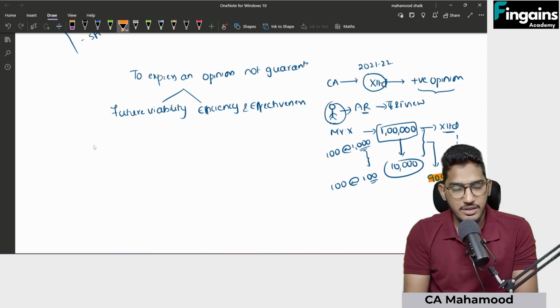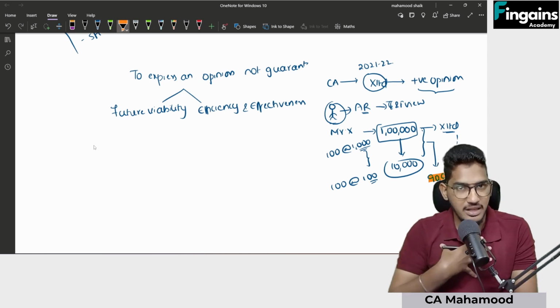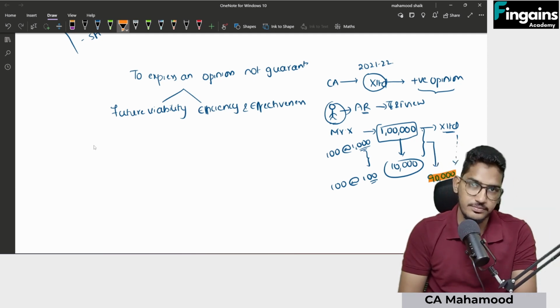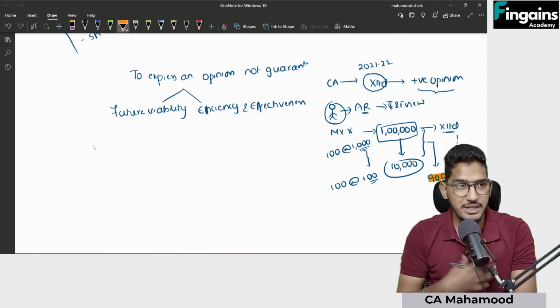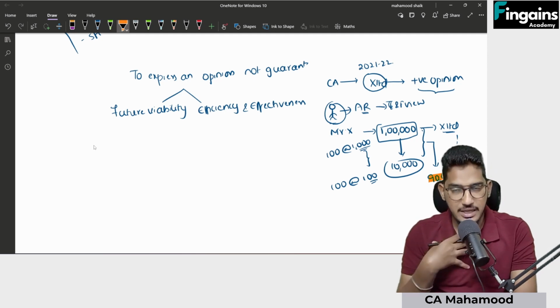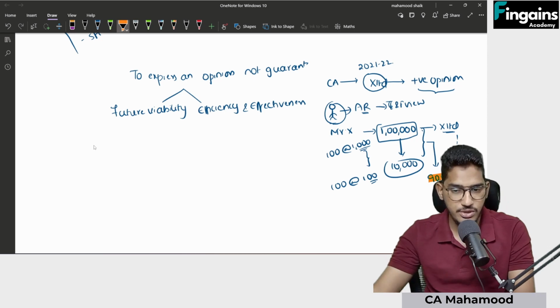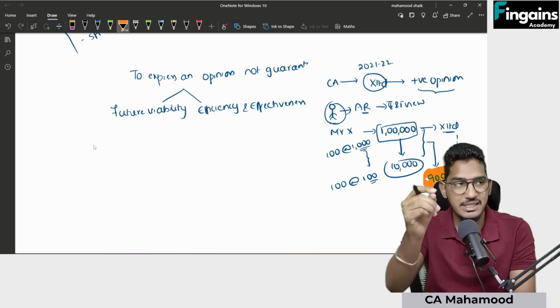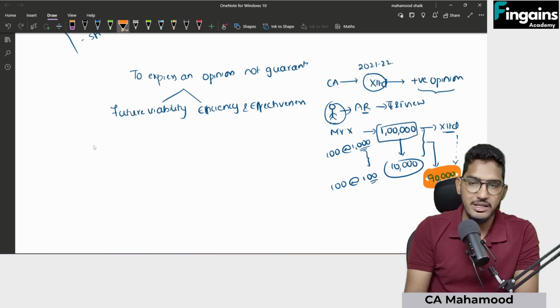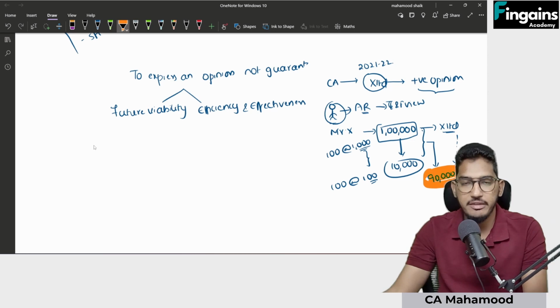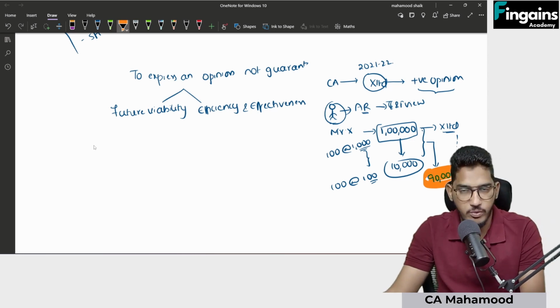Now you tell me, now you tell your opinion, am I liable to pay 90,000 to this shareholder? Do you think, being a chartered accountant, since reading my opinion the person has invested and lost 90,000 rupees, am I required to pay this 90,000 as demanded by this particular investor? Am I required to pay for that? What do you believe? No, not required.